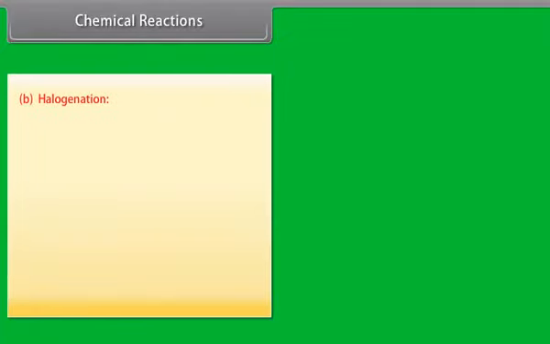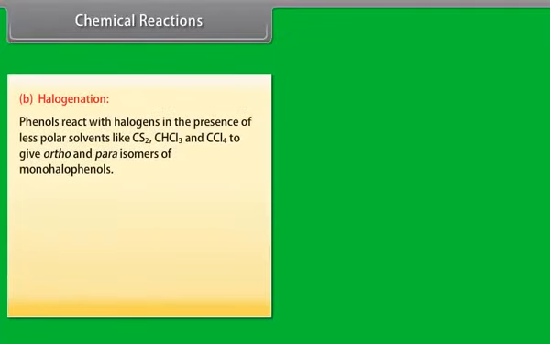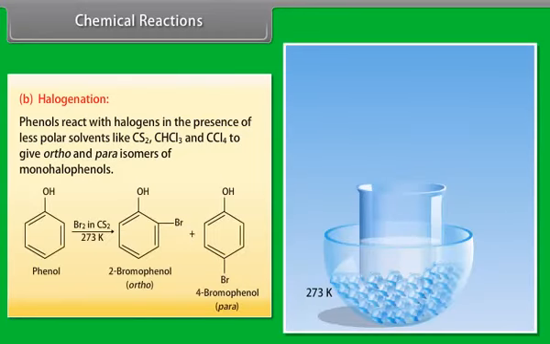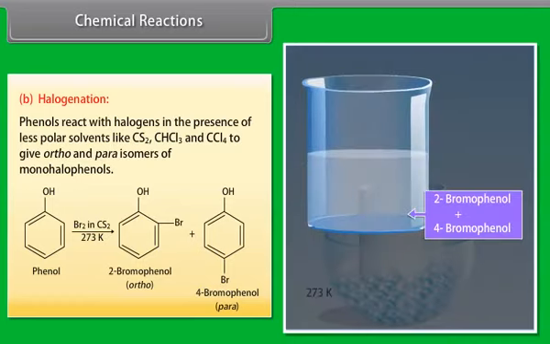Nitration. With dilute nitric acid at 25 degrees Celsius, phenol gives a mixture of ortho and para isomers of mononitrophenols. On adding dilute nitric acid to phenol at 25 degrees Celsius, it forms ortho-nitrophenol and para-nitrophenol. Ortho-nitrophenol undergoes intramolecular hydrogen bonding, while para-nitrophenol undergoes intermolecular hydrogen bonding.